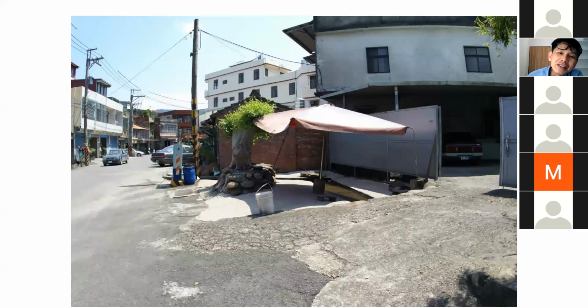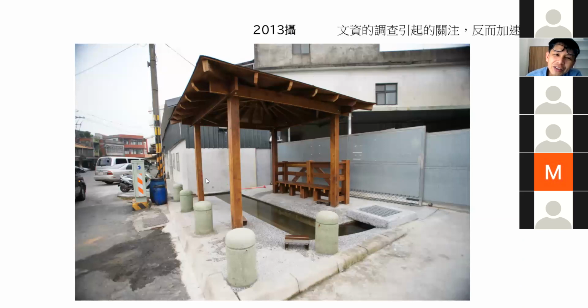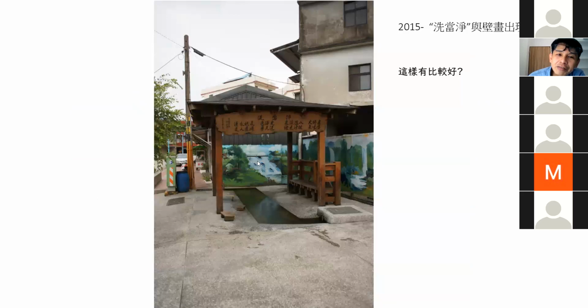So the designer and local people think this is a good thing, a good pavilion. Maybe tourists will be willing to see it like this. After 5 years, it changes. They use concrete and steel plate to wrap the old house. And then they feel that's boring. So local people find a painter to paint an oil painting like this and write a poem like this. Is that better?